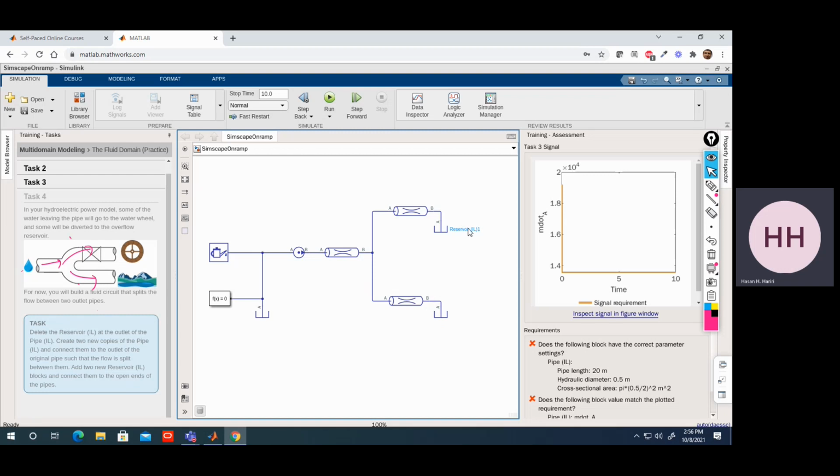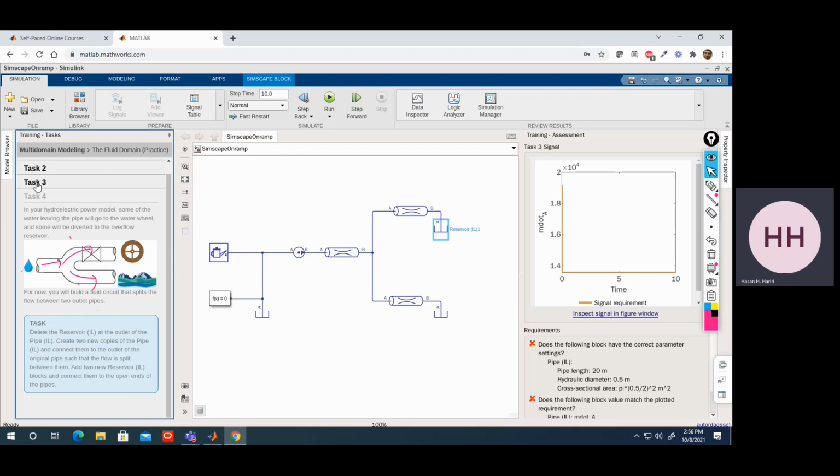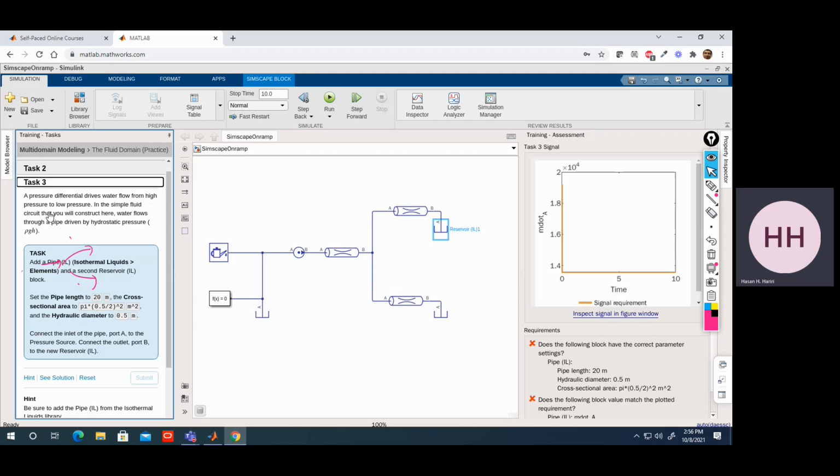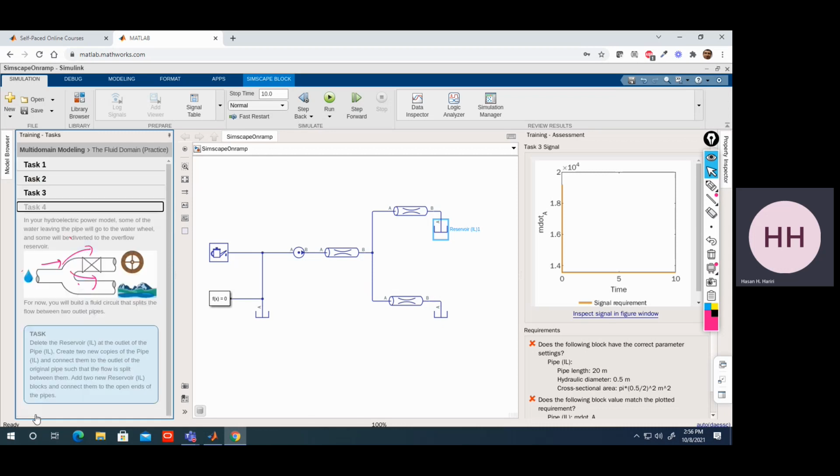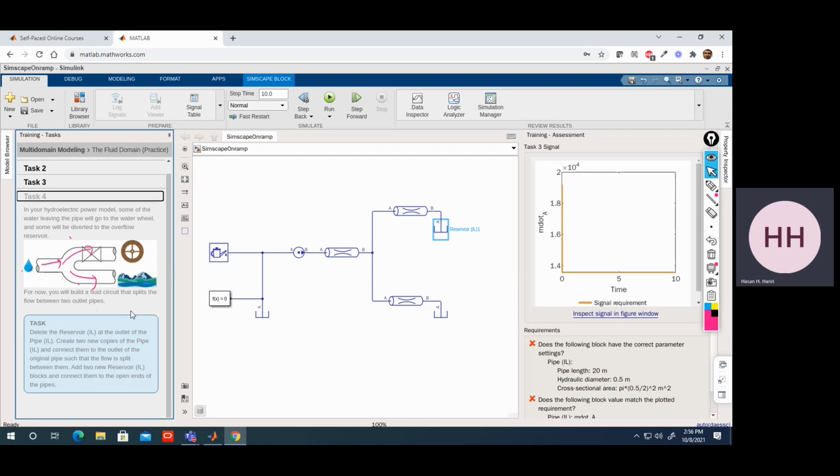Okay, so this is the step. Let me go to task 3 to see if I can submit. So then it seems I cannot submit. It's all right, but anyway, so this will be your task 4. Good.